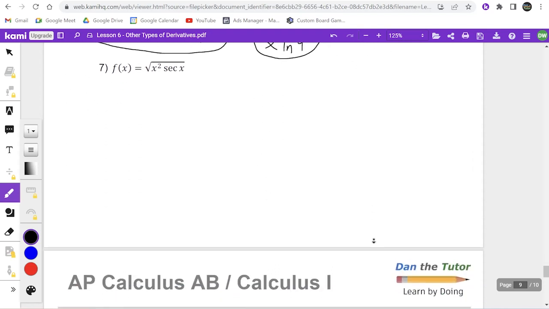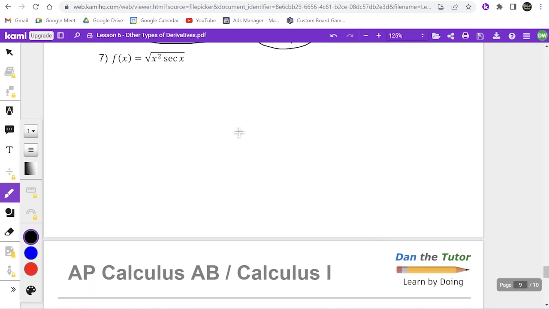Now, number 7. Number 7 is honestly the hardest problem of the night because it is a chain rule with a product rule inside, which is really hard. So I'm definitely going to help us with this one. First thing I'm going to do is rewrite this as x squared times secant x raised to the 1/2 power. Remember, whenever I have a square root in this class, I'm really writing exponent 1/2 power.